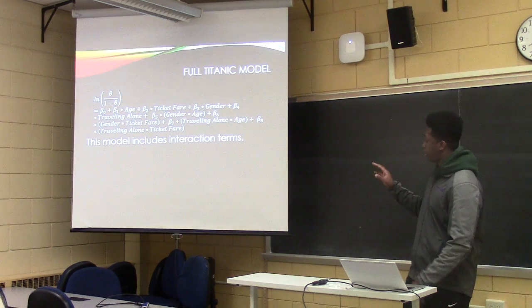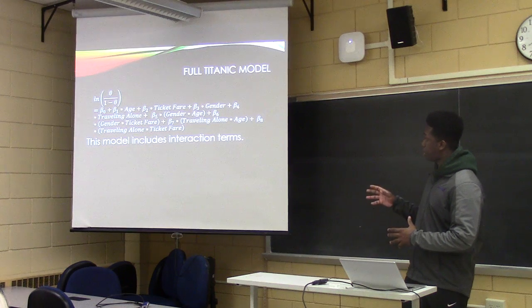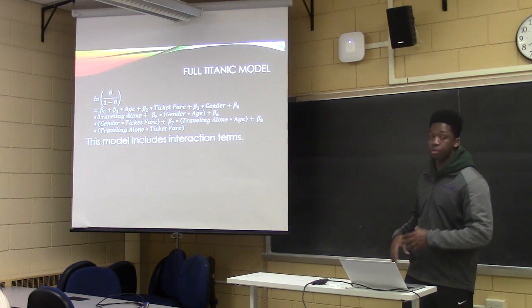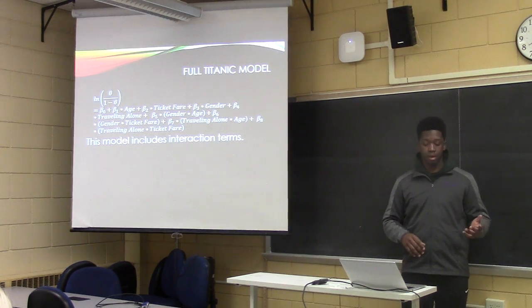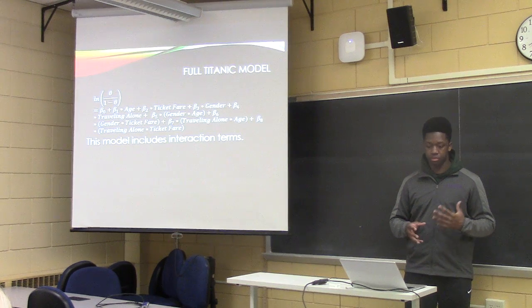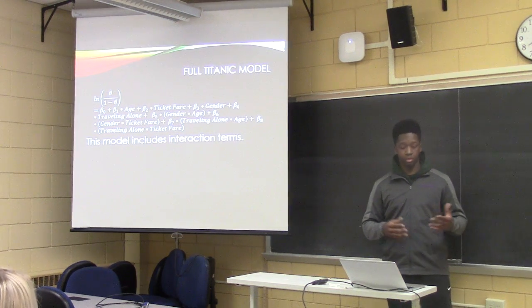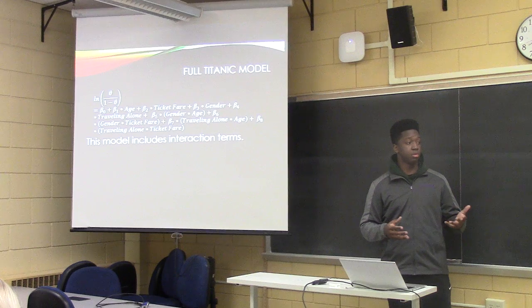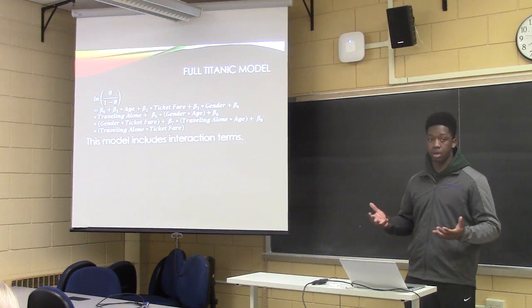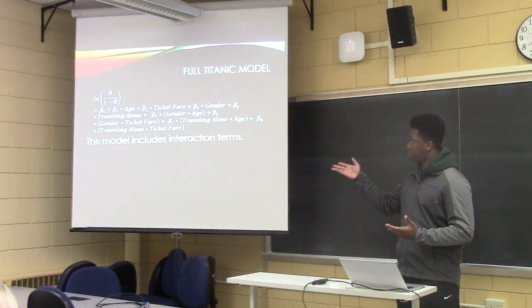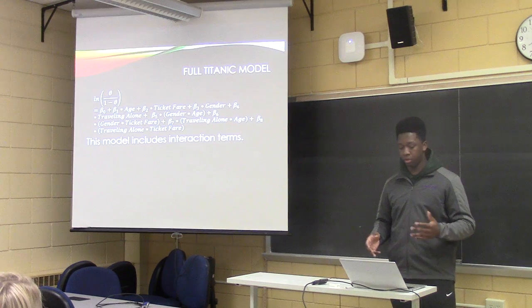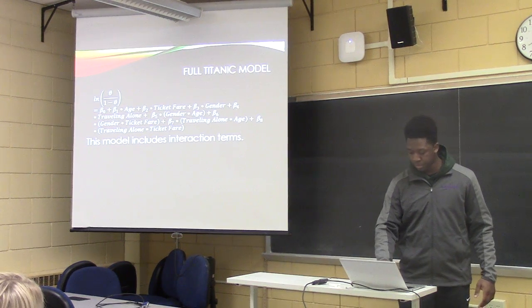So here's the full Titanic model. It's kind of long, and you can look at it briefly. We have interaction terms between traveling alone and age, traveling alone and ticket fare, and gender and ticket fare as well. It's very similar to a generalized linear model, or a multiple linear regression model, and how you build it. The logit function is really the only thing that changes, so that at the end our odds of success or failure will be between 0 and 1.